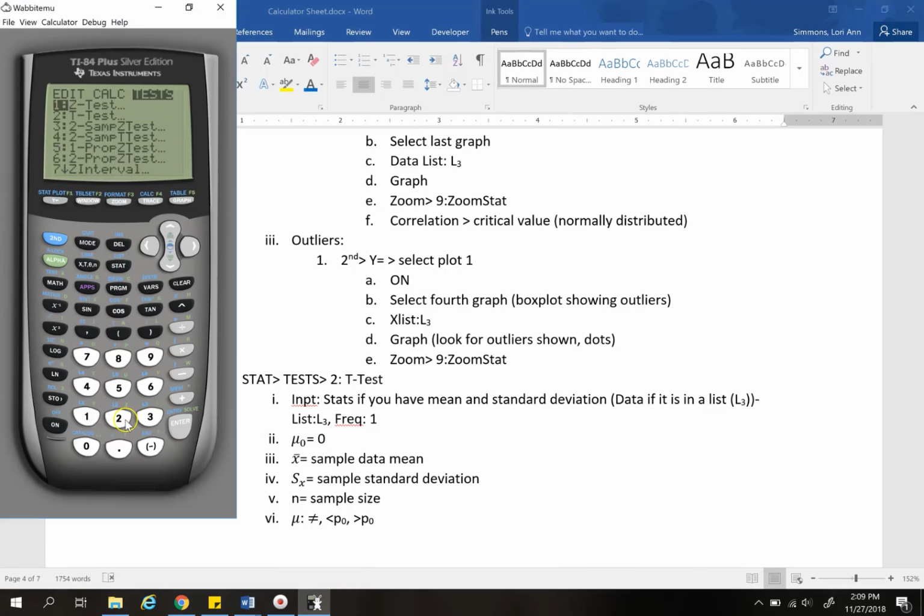Stats, test number 2. We have data. It is in list 3. Mu sub 0 needs to be 0. Frequency is 1. And we're doing less than. And calculate. So our test statistic is negative 2.8. The p-value is 0.009.